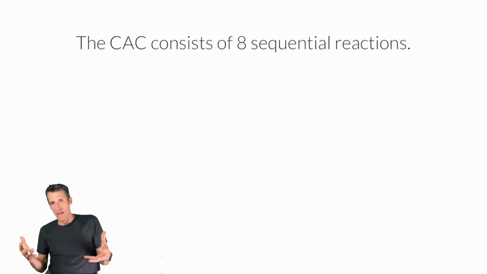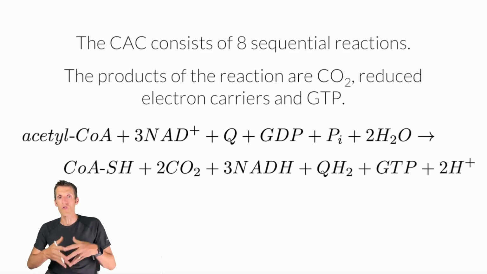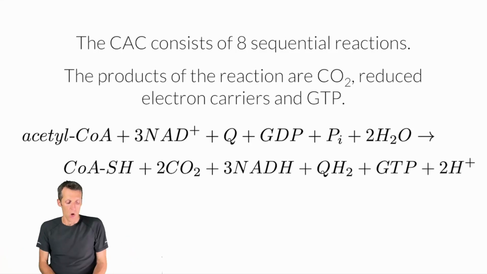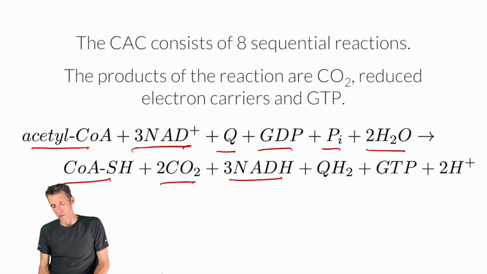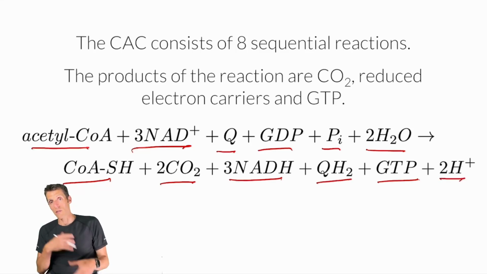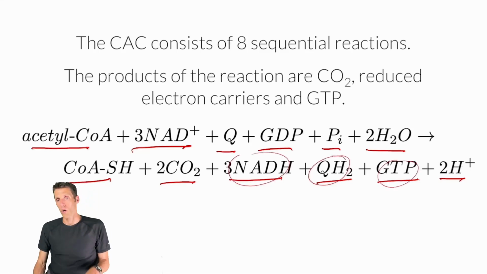So if you think about this set of 8 sequential reactions, you can actually summarize the whole thing as one giant net reaction that looks like this. You have an acetyl-CoA, 3 NAD pluses, a Q, a GDP, an inorganic phosphate, and 2 waters that at the end of the day generate a free CoA, 2 carbon dioxides, 3 NADHs, a QH2, a GTP, and a proton. So it looks like a whole bunch of stuff is going on, but most of these things are going to be immediately consumed by the cell, right? These are something that a cell wants and will use.